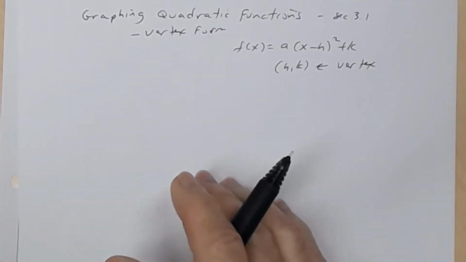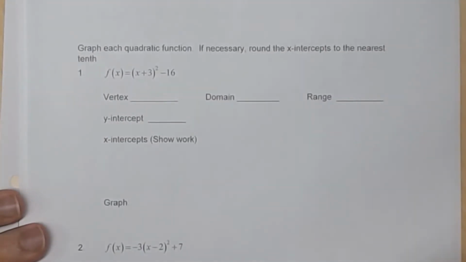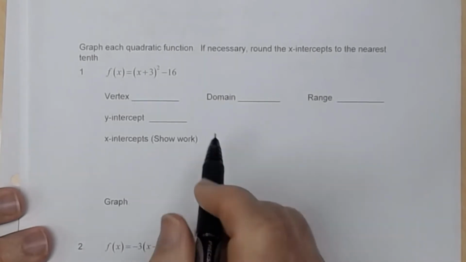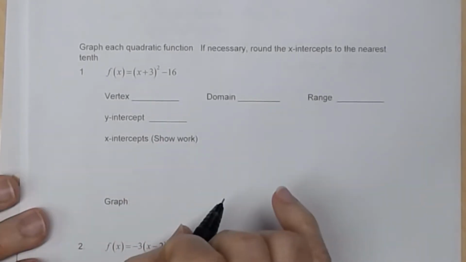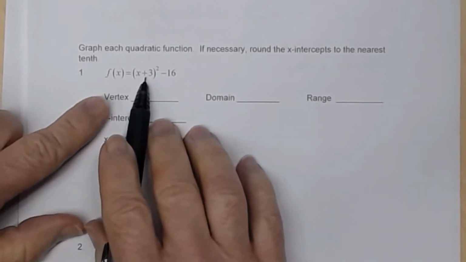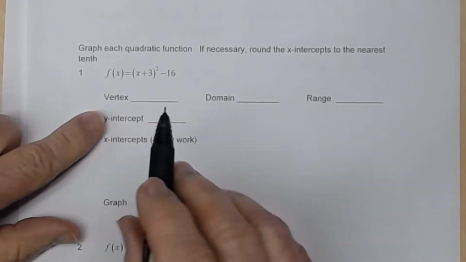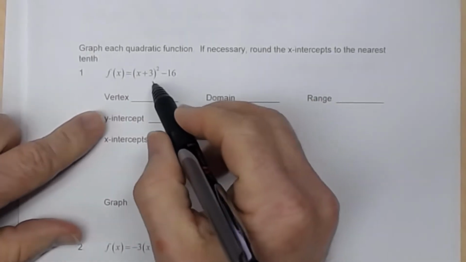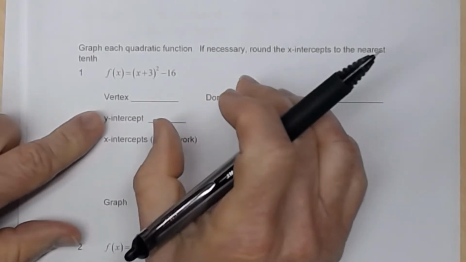Now, let's look at the first one. You want to graph each quadratic function, and if necessary, round the x-intercepts to the nearest tenth. So you can see what that's going to look like. In this one, you have (x plus 3) squared minus 16, and you want to find the vertex. So remember what you've got to do. Don't make the mistake and say that the vertex is (3, negative 16), because it's not.